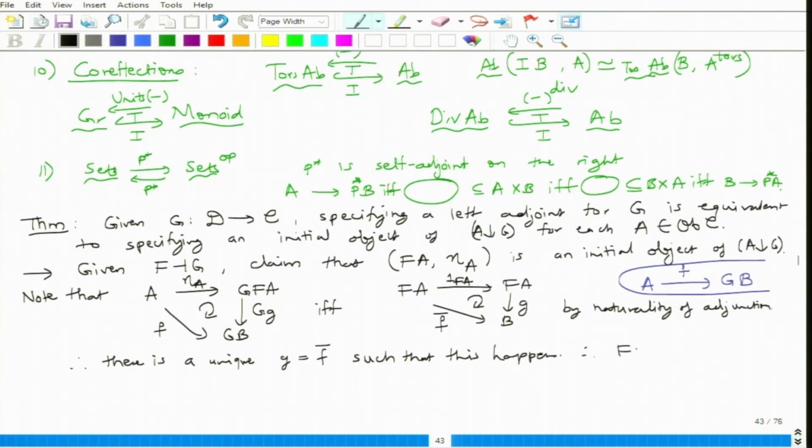And therefore (FA, eta A) is initial. If you remember, the first triangle is actually a morphism in the arrow category from (FA, eta A) to (B, F). So there exists a unique morphism, because on the other side there does exist a unique morphism. Understood this? So this is one side.